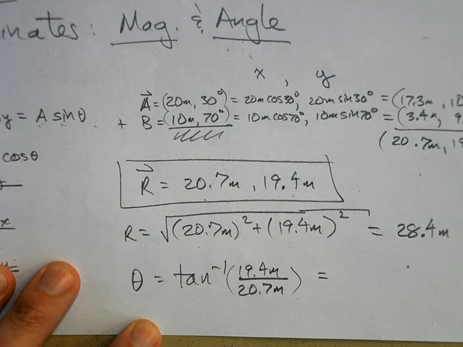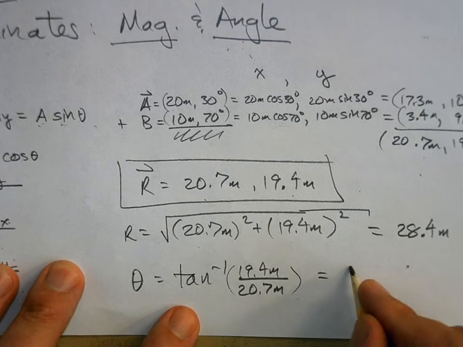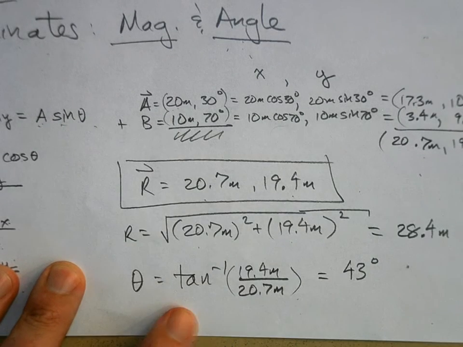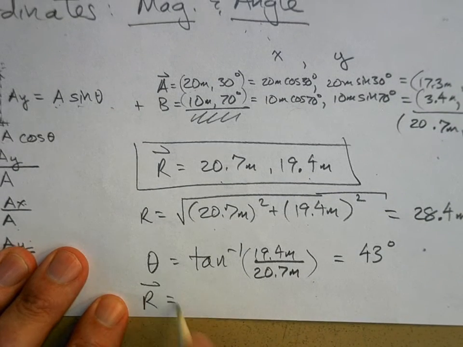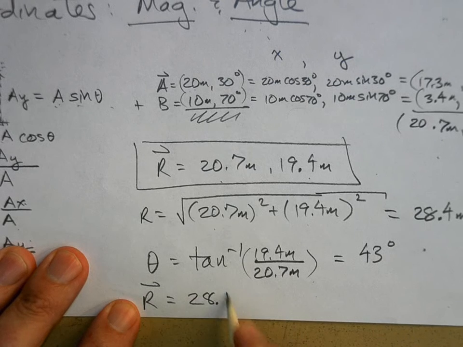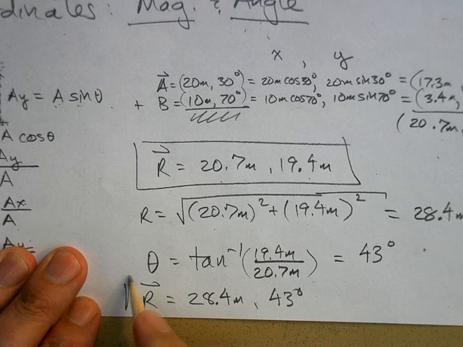So 19.4 divided by 20.7 equals 0.937. And then I'm going to take the inverse tangent of that, and I get 43 degrees. So now I can say that vector R is equal to 28.4 meters at 43 degrees. And that's my mathematical answer.